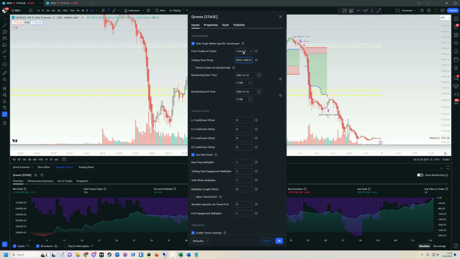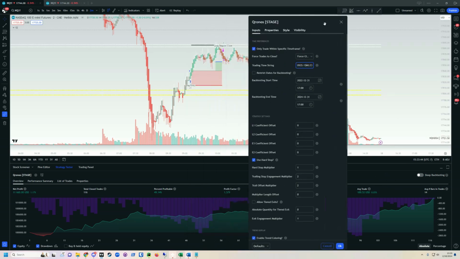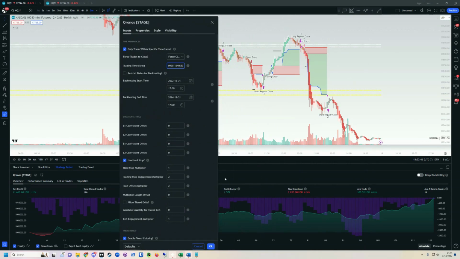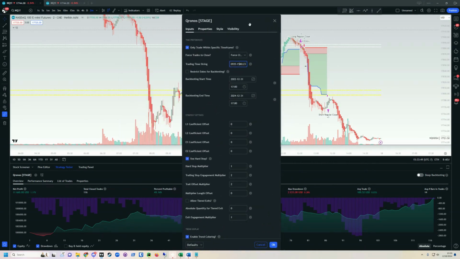I force close them. It's a little bit better on the drawdown usually, but you can choose that however you'd like. You can restrict the dates for backtesting. That was a hotly requested feature. So if you want to change which days it's going to backtest, you can put that right here. And then when you run a deep backtest, it will only show these days, as long as the settings you have down here for deep backtest include those days. That can be quite useful, but make sure it is off for live trading.